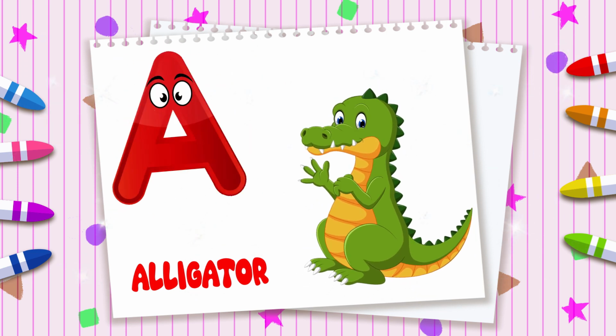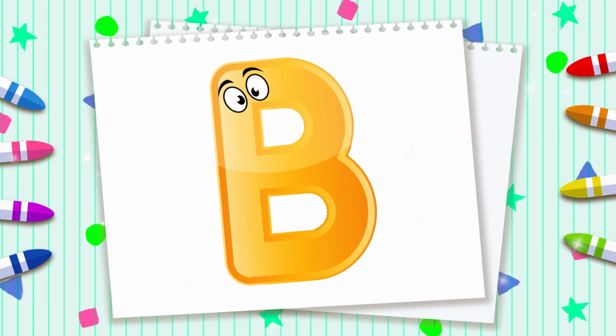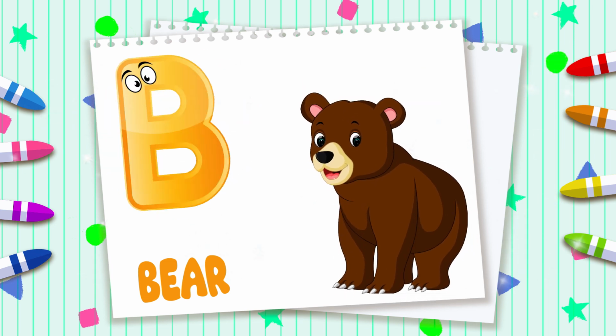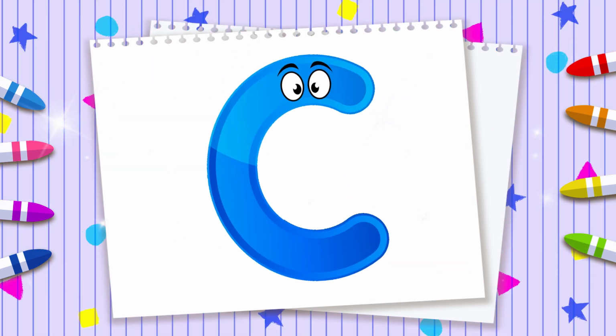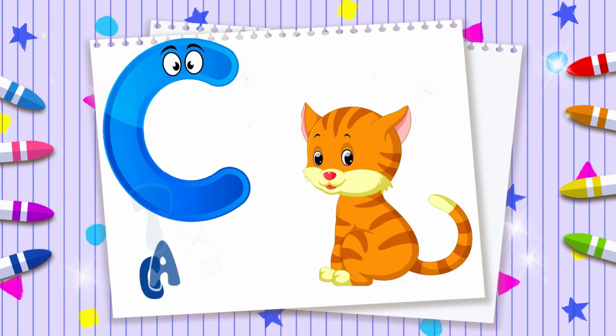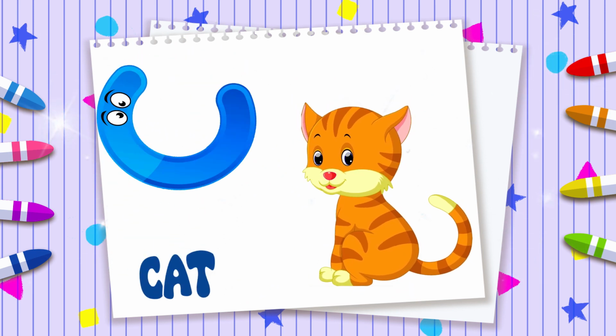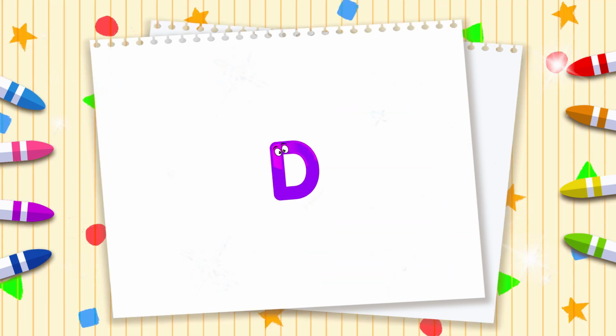A is for alligator. B is for bear. B, b, bear. C is for cat. C, c, cat. D is for duck.